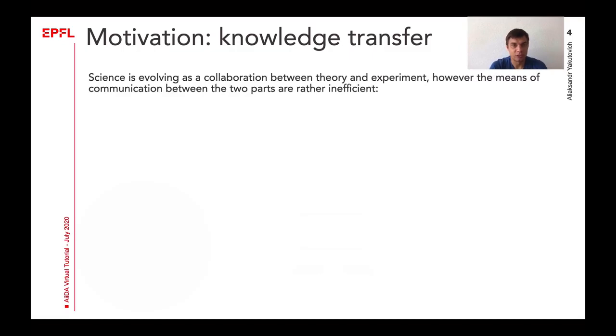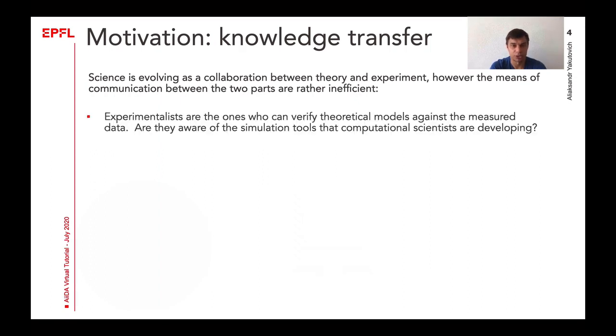So the motivation for us is that science these days is evolving in collaboration between theory and experiment. However, the means of communication between those two parts are rather inefficient. So let me ask you a few questions. As we already discussed, experimentalists are the ones who can verify the theoretical models against the measured data. Are they aware of the simulation tools that the computational scientists are developing?